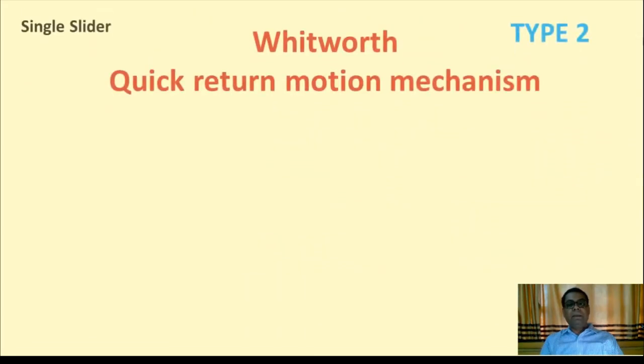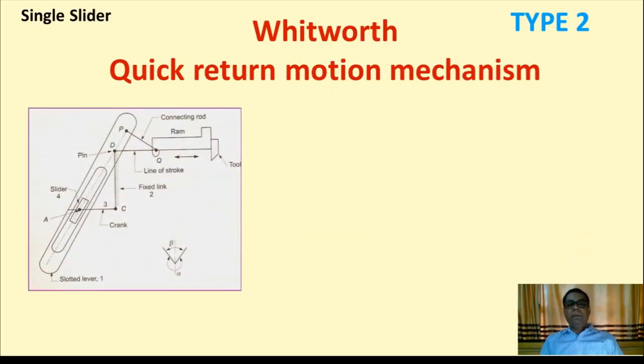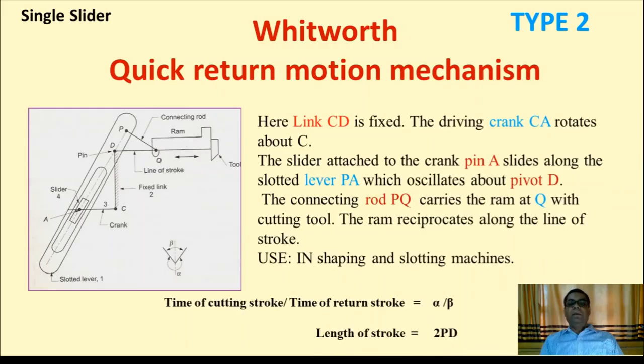Now type 2 of the single slider is Whitworth quick return motion mechanism. Now Whitworth quick return motion mechanism is a modification of the previous type of mechanism, obviously. Here the link CD is fixed, the driving crank CA rotates about C, and the slider attached to the crank pin A slides along the slotted lever PA, which oscillates about the pivot D. The connecting rod PQ carries the ram at point Q with the cutting tool. The ram reciprocates along the line of the stroke, and the application is in shaping and slotting machines, obviously.